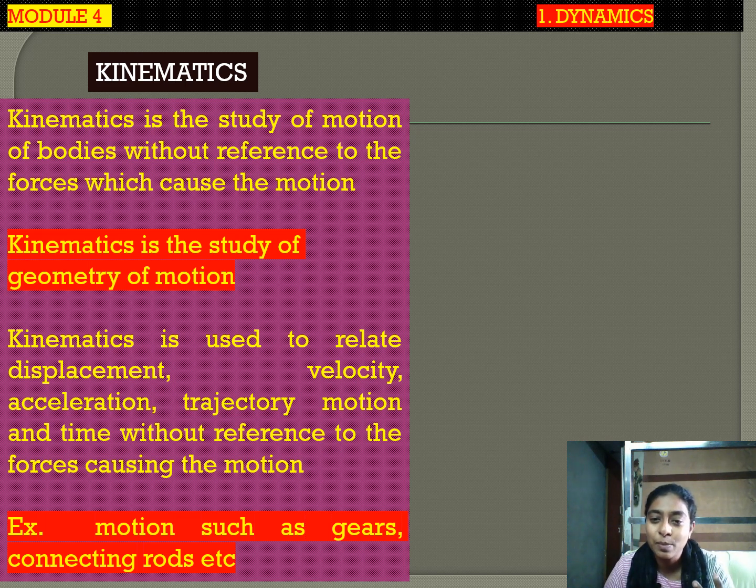We relate the displacement, velocity, acceleration, normally with respect to time. So examples are motions such as gears and connecting rods, etc. So there is some mechanism. Without the application of force, an initial force will be applied and after that it will run of its own. So these are all the examples where the laws of kinematics, or the equations of kinematics, or principles of kinematics will be applied.